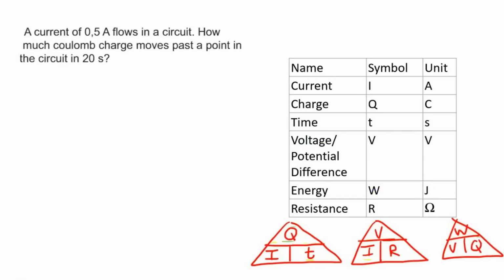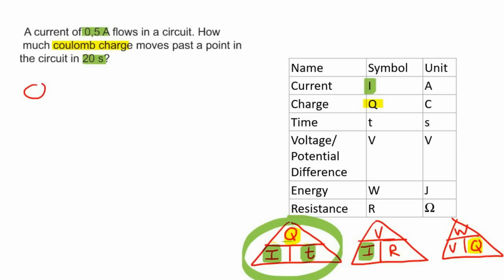Two more examples. A current of 0.5. Okay, so we have the current, which is I. So let's go highlight that. Is current flows a second. How much coulomb? Okay, so how much charge? That's what they're looking for. So they're looking for the coulomb of charge. Now charge is a Q, so that's what they want. Moves past a certain point in the circuit in 20 seconds. Okay, so they've told us 20 seconds, so that's the time. There we go. Okay, so we can just use that formula, or that triangle.